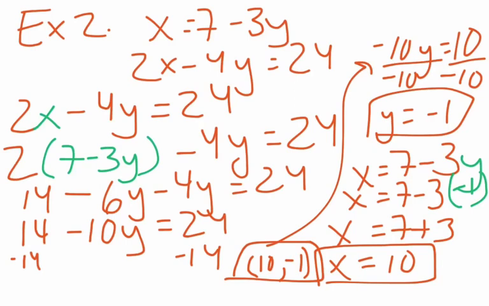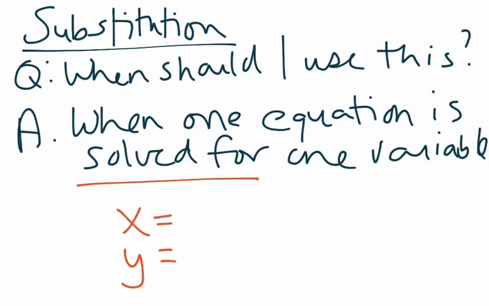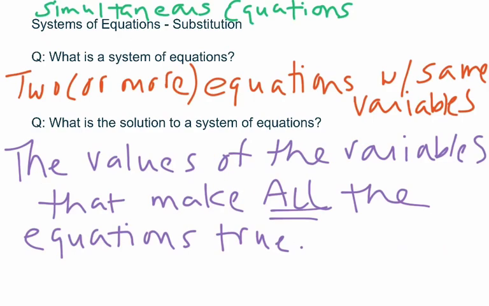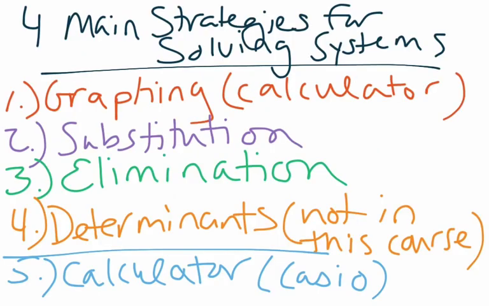What I'd like you to do is to make sure you go back and understand the concepts that we covered in this lesson. So it's important that you know what a system is, so that when you're looking at a system, you know what the solution is, so you know what you're trying to find and how you know if you found it. And then know that we are covering substitution, and we will pick up with elimination in a couple of classes.